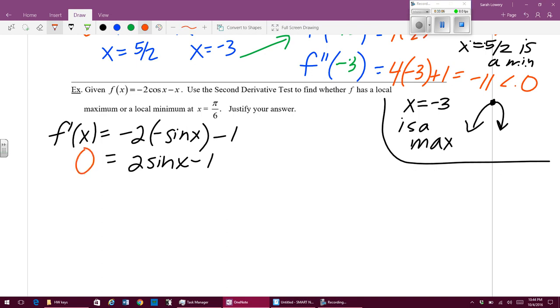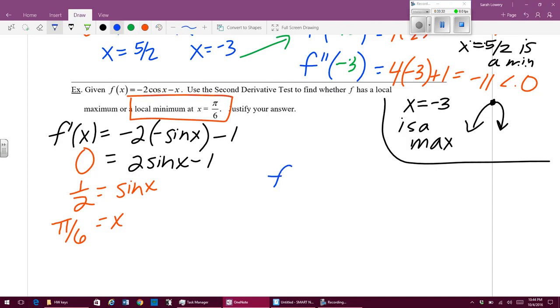We are still going to set the derivative equal to 0, and I'm going to solve. So I know that 1/2 equals sine x, and my critical values are where sine equals 1/2. So pi/6. And sure enough, they're asking me to check to see if pi/6 is a local max or a local min. To check this, I need to find my second derivative.